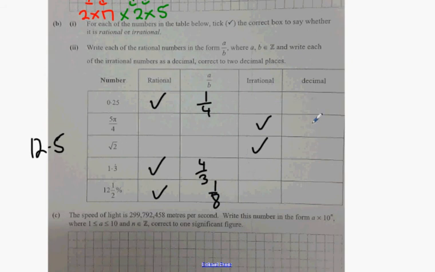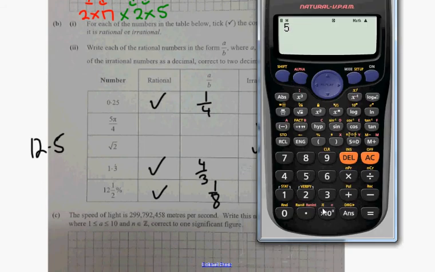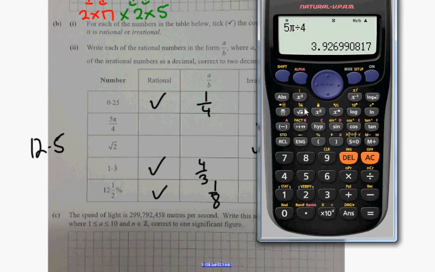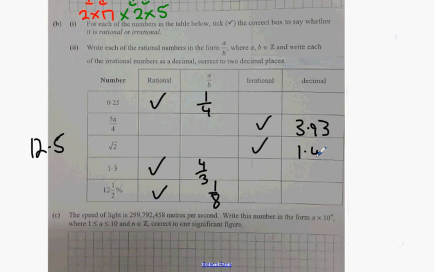The next step then is to put the irrational numbers as decimals to 2 decimal places. So 5 pi over 4 is going to be 3.93, and then the other one, root 2, I think it's 1.41, 1.41, and that's me done. Some of you threw in a few extra, but it didn't really affect the marking scheme. Next one.